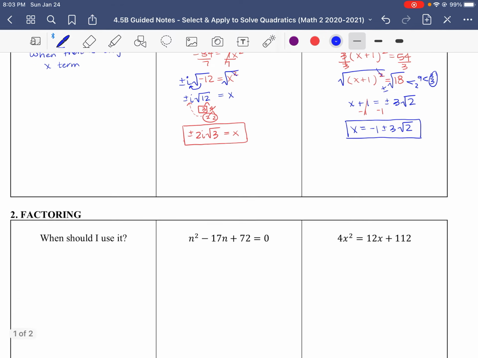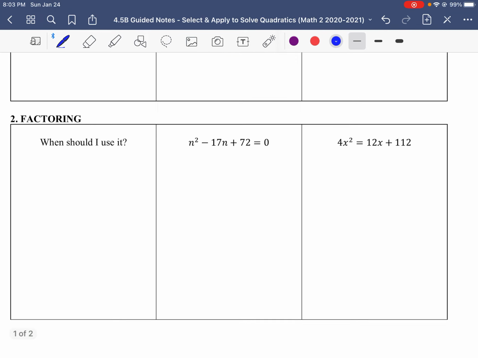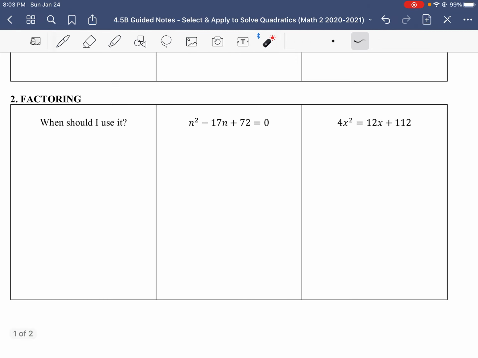When there is a middle term, so now if we look down here, notice these equations look a little bit different. In this equation, we have an n squared and an n. So notice there's two pieces with variables. Same with this one over here, we've got an x squared and an x. Those aren't going to combine. So instead, we're going to try and solve by what we call factoring.